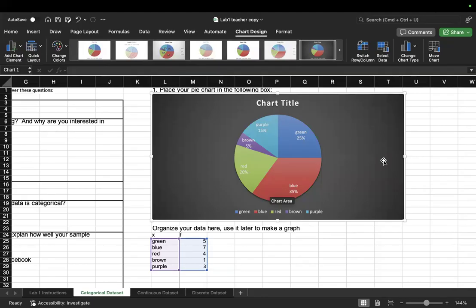Okay. Now I need a chart title. Just click up here. I'm going to double click up there and type in favorite colors of friends. I don't care what it is as long as it goes with your variable. So just make sure that you put that up there.